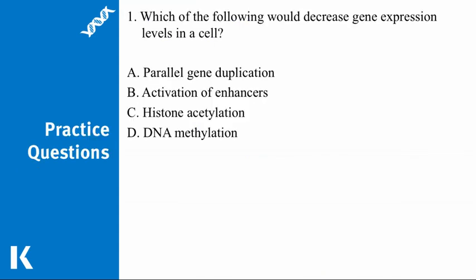Now's a chance to track your progress with the learning goals. Check out how you're doing with this question about decreasing gene expression. The correct answer is D. Methylation puts methyl groups where the transcription complex would normally bind.